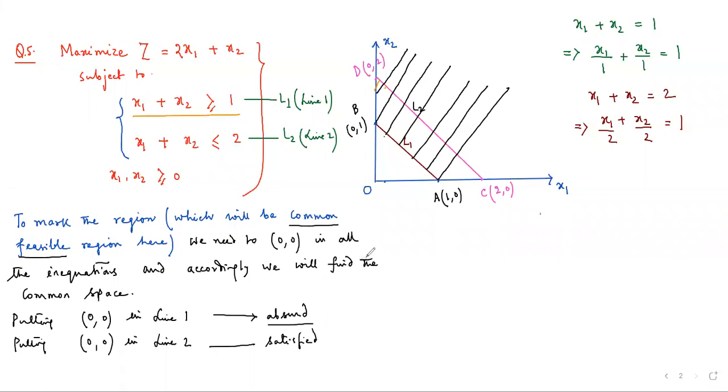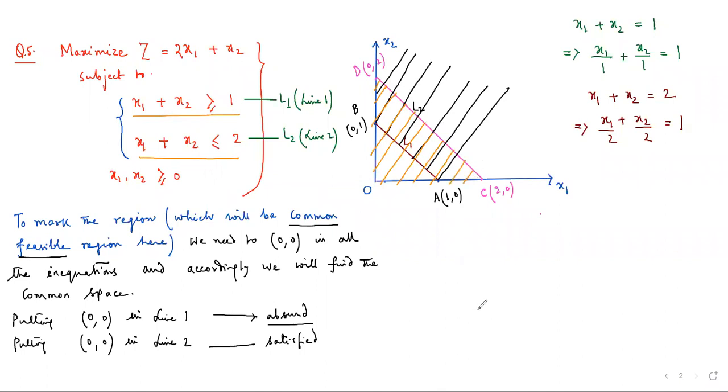It cannot be. So the rule is, if 0, 0 doesn't satisfy the inequation, the marked region cannot be the side which contains 0, 0. If you mark the region on that side, it means 0, 0 satisfies your inequation, but it is not satisfying, and therefore it will be the opposite side. But here in the second one, it is satisfying the inequation, so the region will be the side which contains 0, 0. I'm drawing it in some other color. This is the marked region corresponding to line 2.